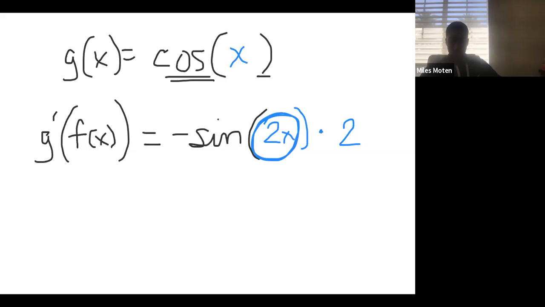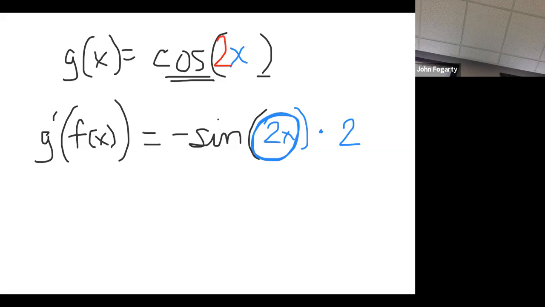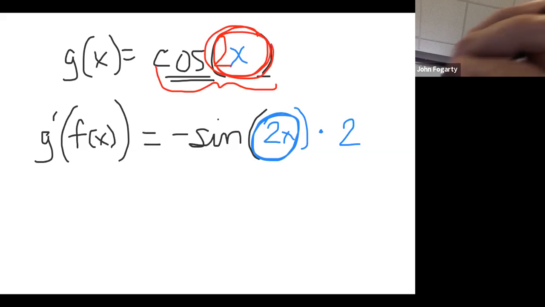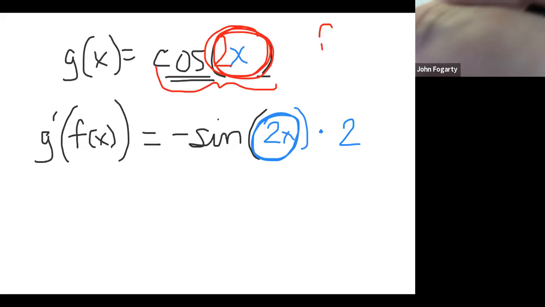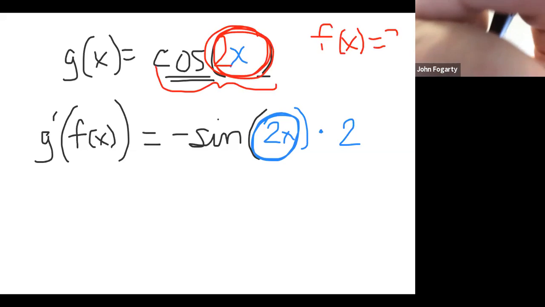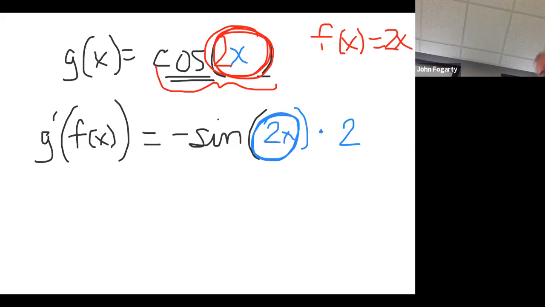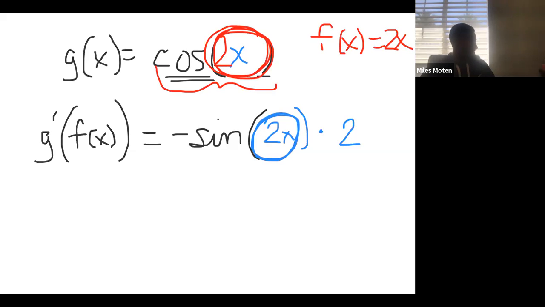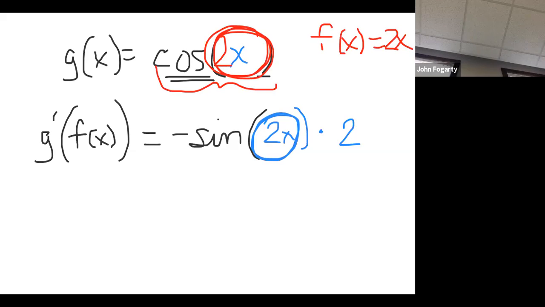Yes, sir. This becomes the chain rule because now I got two different functions. I'm taking the cosine of x, I'm multiplying x by 2. F of x equals 2x, right? Does that make sense? Yes, sir. All right, so is everybody clear on that?